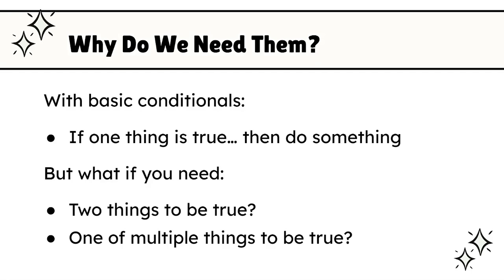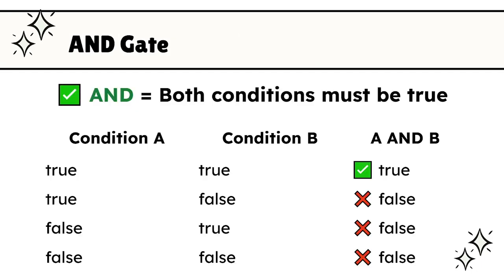So why do we need them? Well, with basic conditionals, if one thing is true, then you do something. But what if you need 2 things to be true, or one of multiple things to be true? For our AND gate, we need both conditions to be true. So if condition A is true and condition B is true, then we go forward and it's true. So if you finish puzzle 1 correctly and answer it, and you finish puzzle 2 correctly and answer it, only when you have both of them correct will puzzle 3 appear. That can be something that you can code.